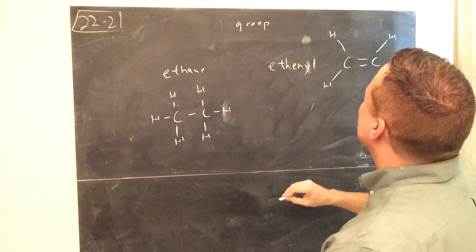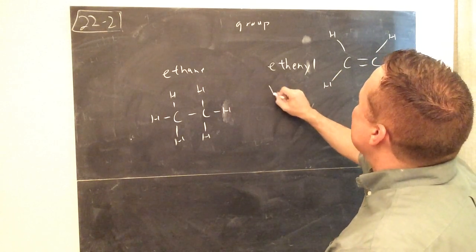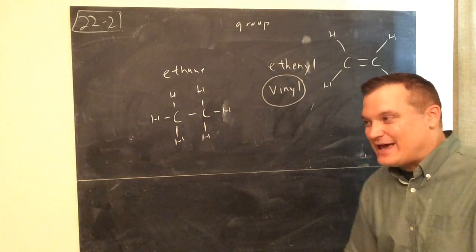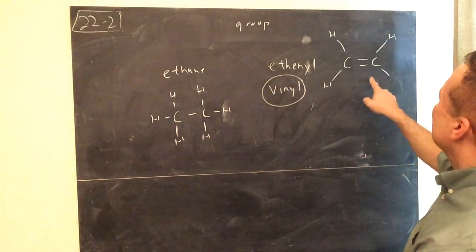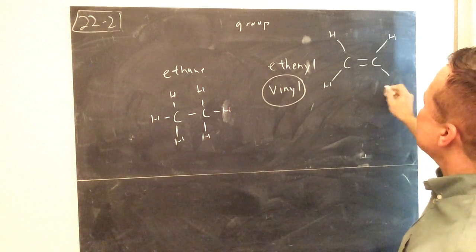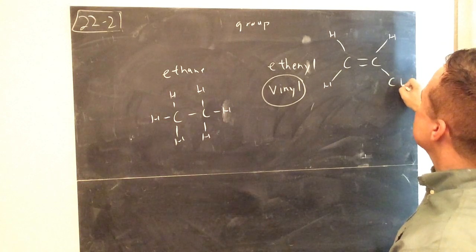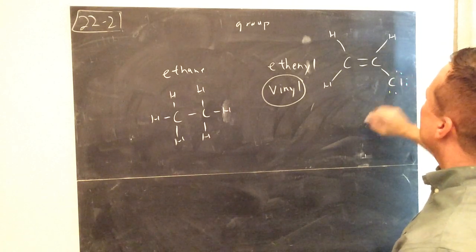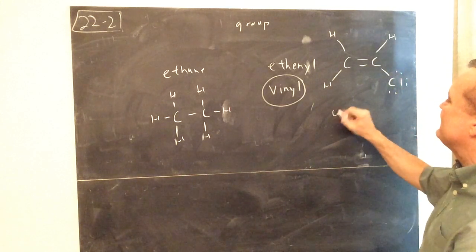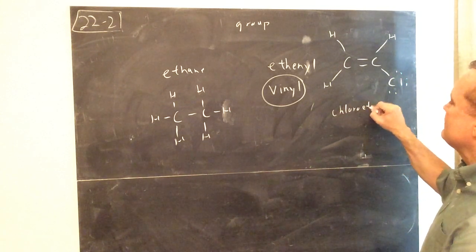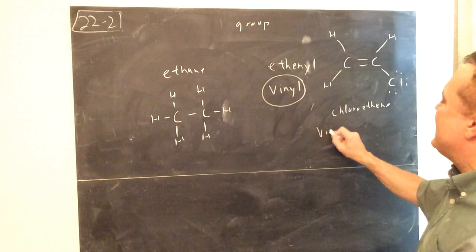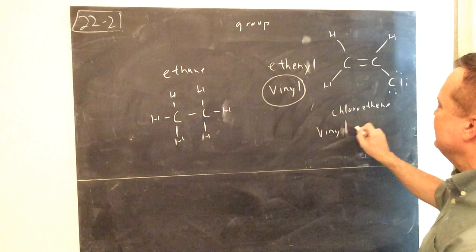E-T-H-E-N-Y-L. Ethenyl. And the common name for that is actually called vinyl. And you've heard of vinyl before, like plastics. Okay, so vinyl. But anyway, ethenyl is the group that you could say. So for example, if I put a chlorine right there, the way you would name that would be chloroethene. Chloroethene. But the common name for that, and you don't really need to know the common name, is called vinyl chloride.